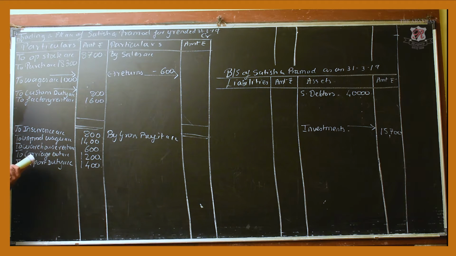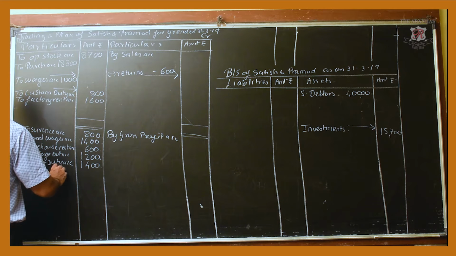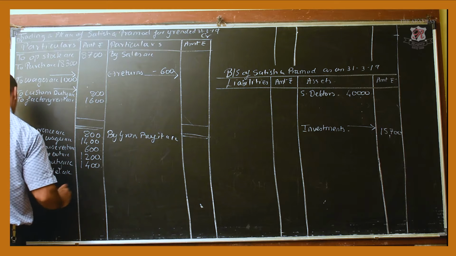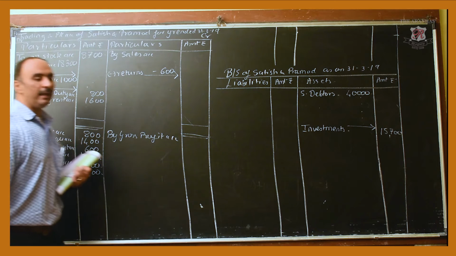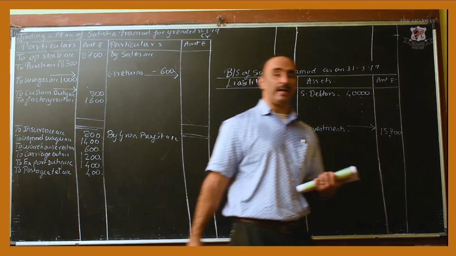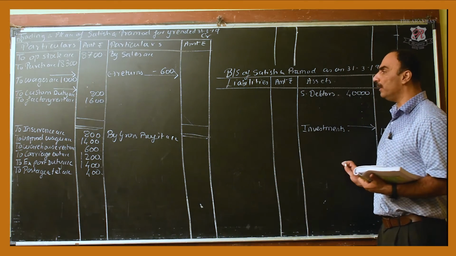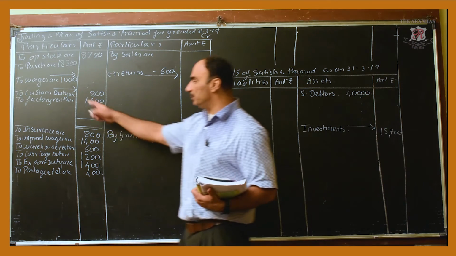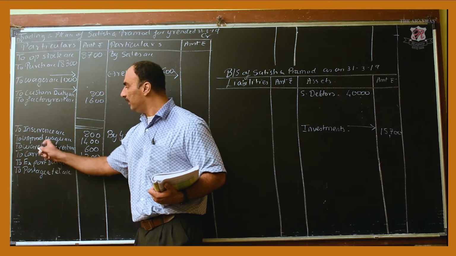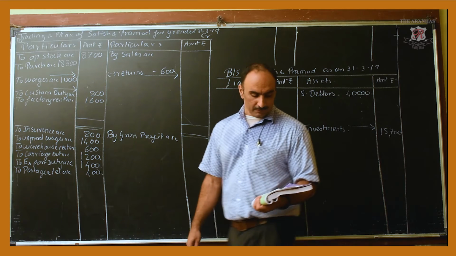And postage and telegram. Postage and telegram is non-manufacturing office expense. So postage and telegram amount is 400. So these are all the items that were there on the debit side of the trial balance. So not many in this sum. So it was simpler. And there are few items which you should be careful of, like customs duty, export duty, unproductive wages. These items you should be a little careful of.